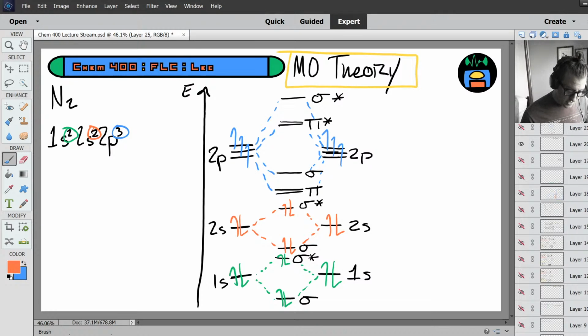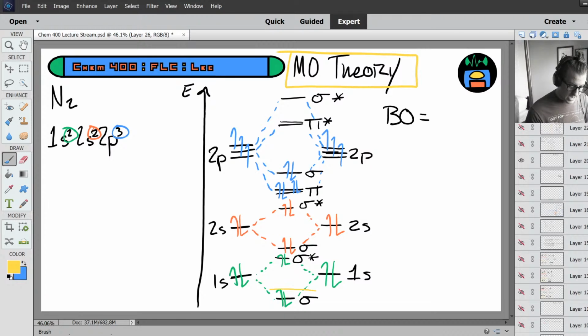Now, with nitrogen, we have 3 electrons in each p subshell, so with 2 of them, that's a total of 6. Our first 4 land in our pi bonding orbitals. The remaining 2 land in our sigma, and now we're out. All right, we are out of orbitals. It is time to calculate the bond order.